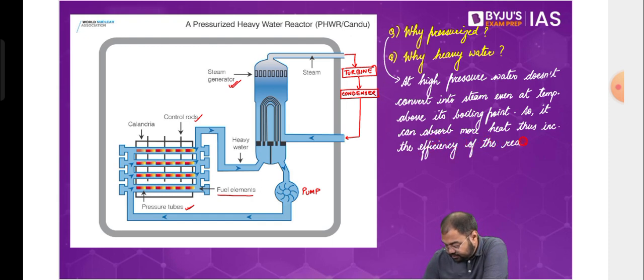Okay, so this is basically what's happening here. Water at very high pressure, even at a temperature above the boiling point, even if it is at 120 or 150 degrees Celsius, does not change into steam, and it would simply be able to absorb a lot more heat, and it will be able to increase the efficiency of this reactor.